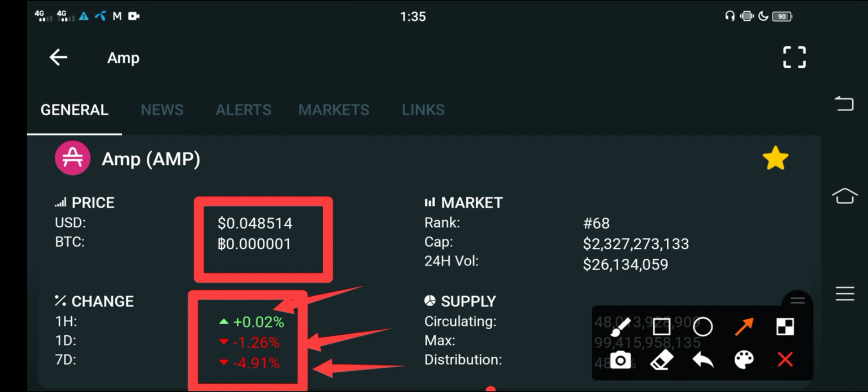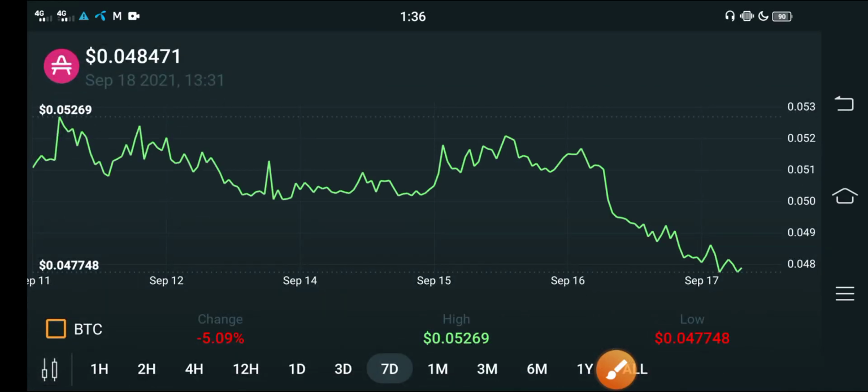So the changes of AMP coin are going completely in the lows, guys. Let me show you the price chart.